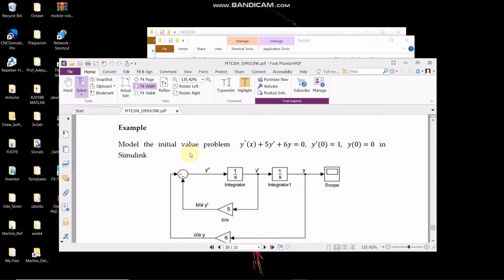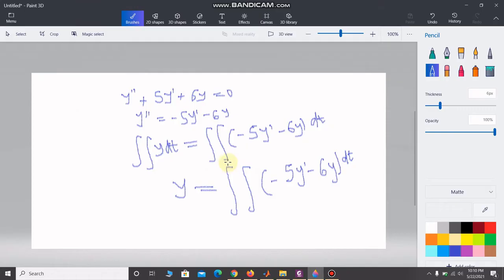Now you have an initial value problem like this, where you have y double prime plus 5y prime plus 6y equals 0. And the initial condition for your y prime, when it's at 0, is 1, and for your y is 0. So for you to get your output, which is your y in this case, you need to make this y double prime the subject, then integrate this twice for you to have your output of y. So we can just do that using our 3D paint.